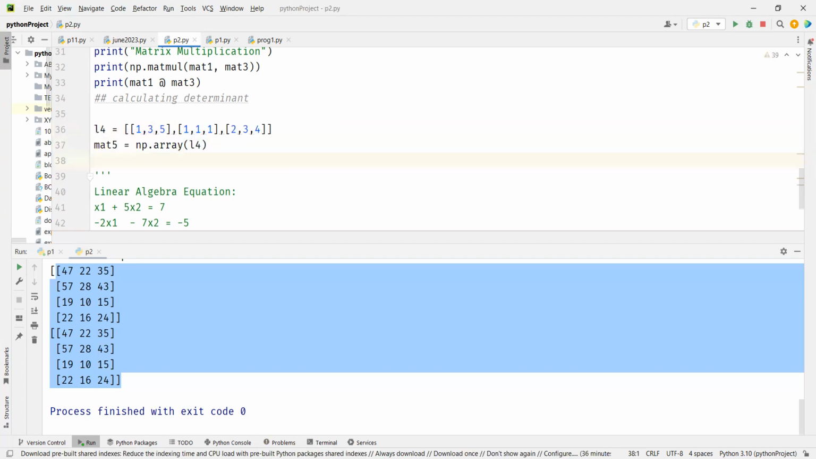Now, how do you calculate a determinant? To calculate the determinant, we have to use what is called linear algebra, the linalg module of your NumPy. It has a class called linear algebra. I need to switch on the power. Just give me a second.